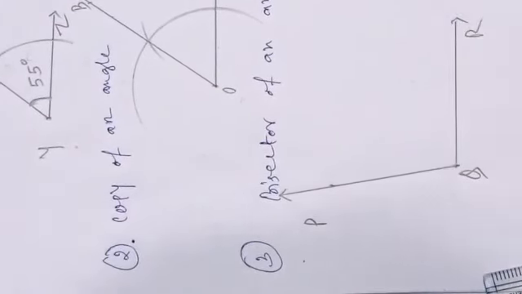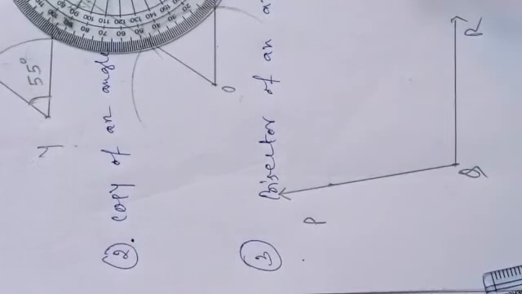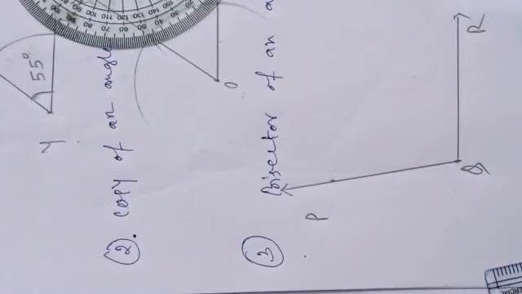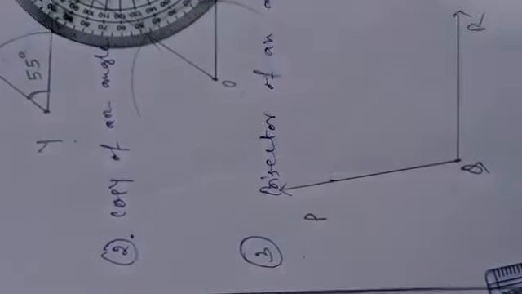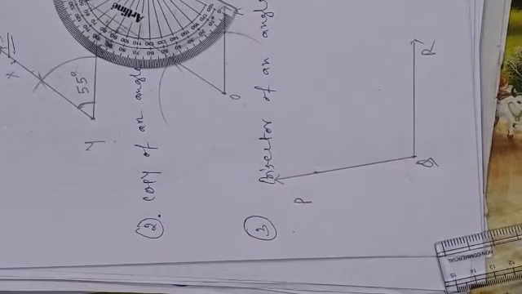PQR. Now I want to bisect this angle, and I have taken the measure of angle PQR. As I have shown you, it was 100 degree. Now I will tell you how to bisect this one.